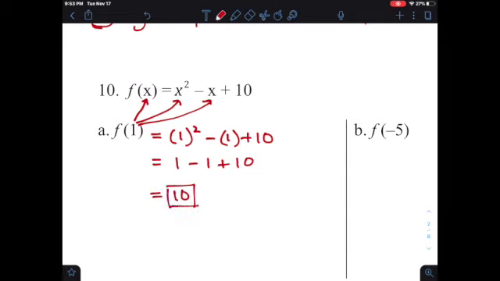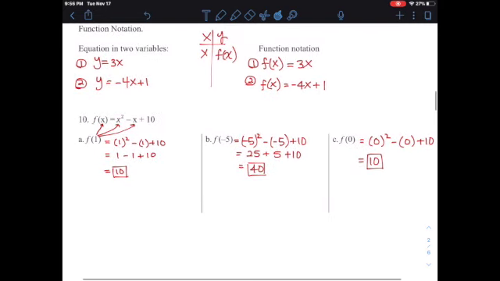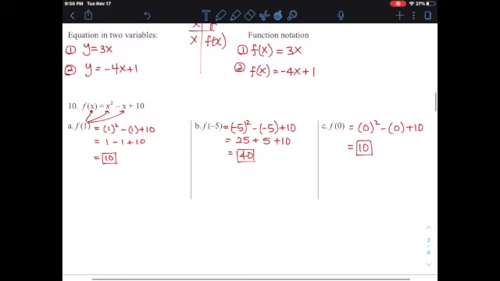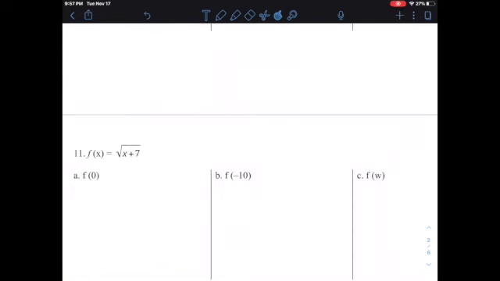Done. Okay? I want you guys to try the other two yourself and come back and check with the answer. The answer for number 10, A is 10, B is 40, and C is 10. If you have any questions, please let me know. You guys try number 11.